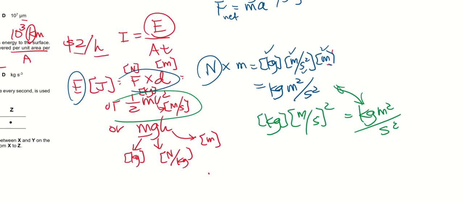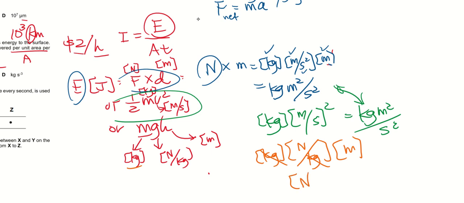How about mgh then? Let's look at it. mgh, the units are, let's use a different color. For mgh, I have kg multiplied by Newton per kg multiplied by meters. So you see that kg and kg can cancel out, and I'm left with Newton multiplied by meters. And Newton multiplied by meters will also in the end give me kg meter square over s square.